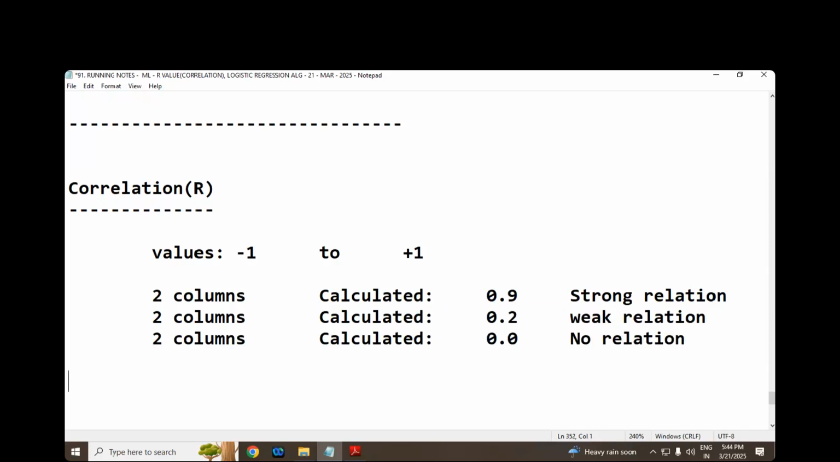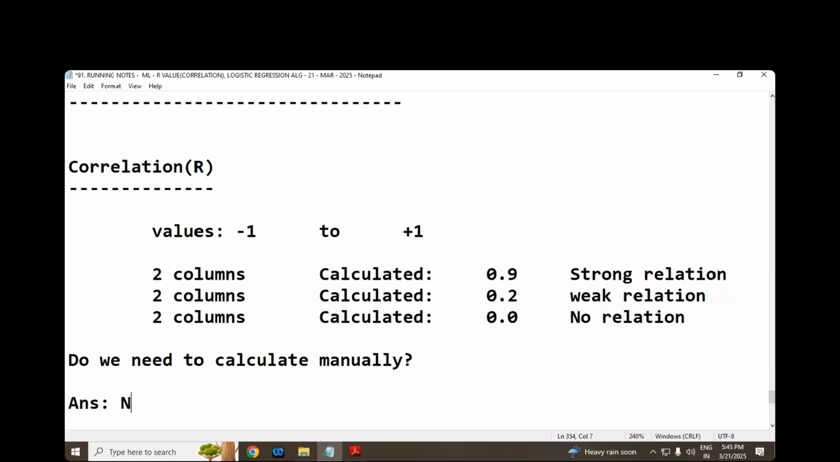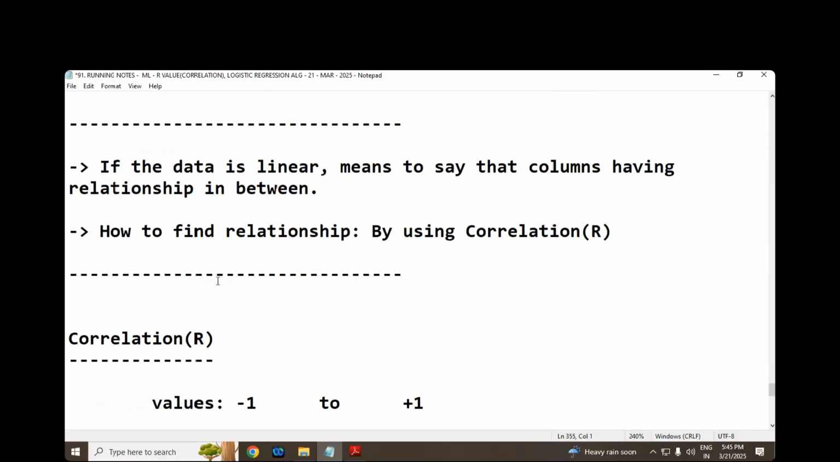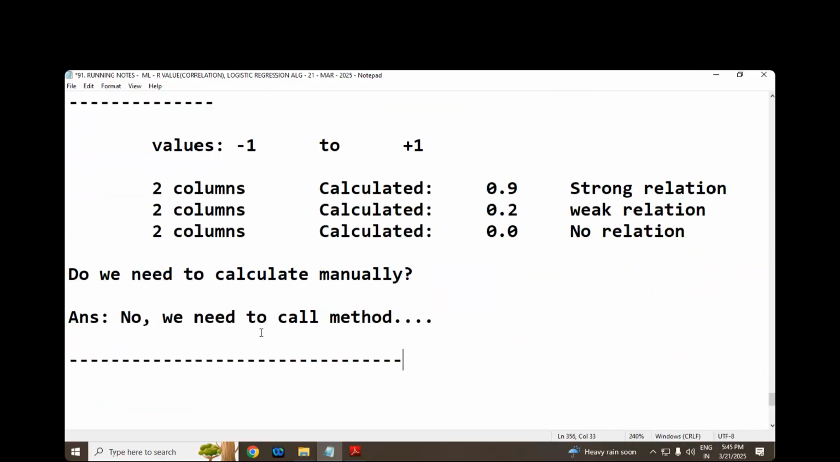Do we need to calculate manually? The answer is no, never. We never do it manually, so we need to call a method. Now I'm entering into the discussion. Get ready, theory is over. I hope last week I need to run this example.